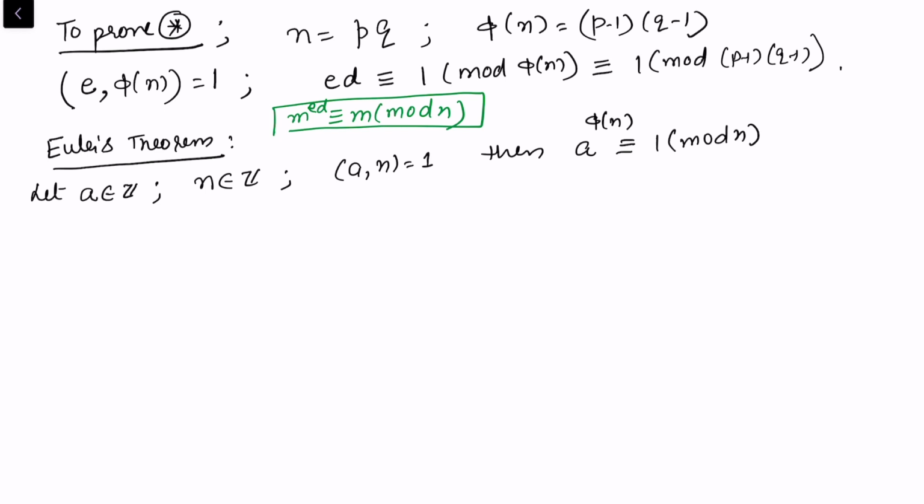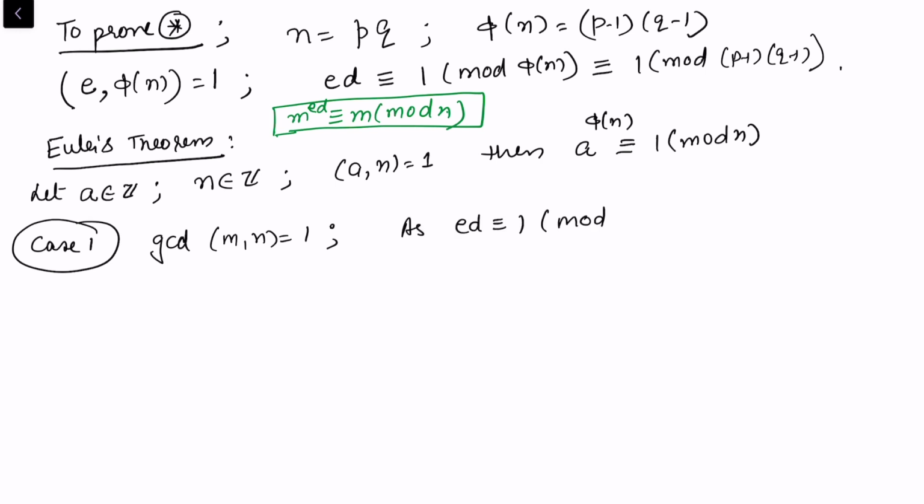There is no restriction on this particular m. Its GCD with n can be 1 or it may not be 1. So let's put up some restriction. The first case we will consider here is that the GCD of m and n is equal to 1. And as we know that ed is congruent to 1 mod phi n, we can write ed equal to 1 plus k times phi n.